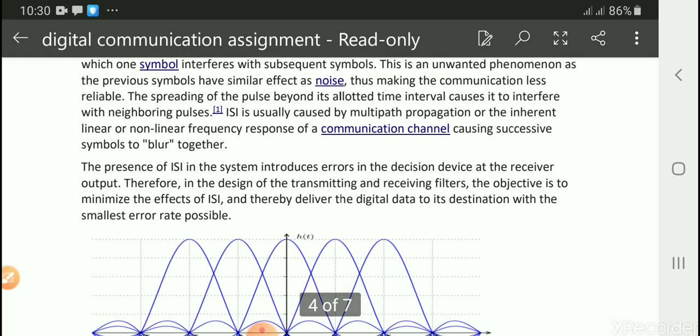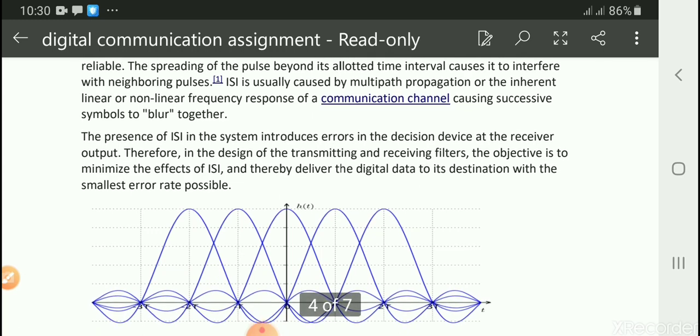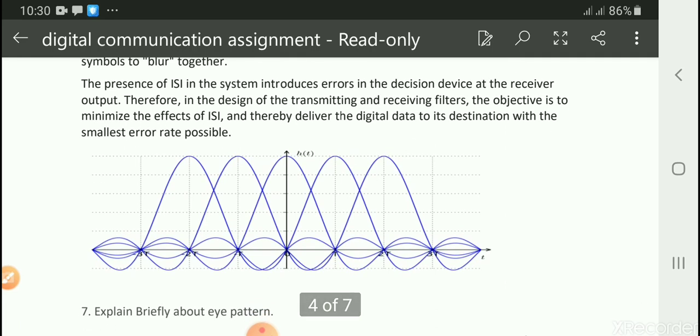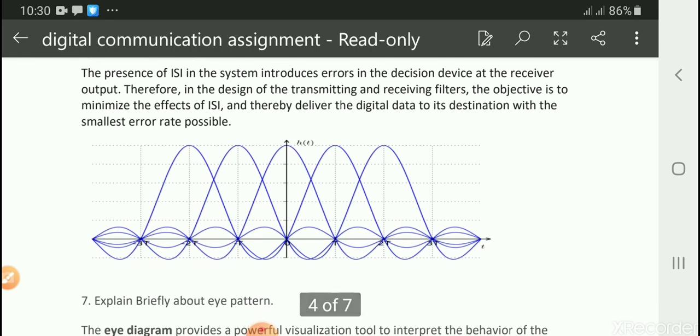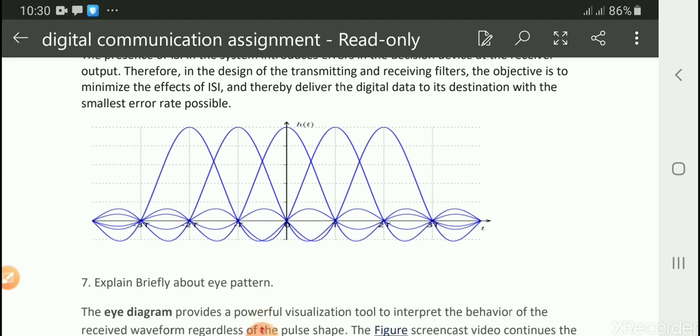ISI is usually caused by multipath propagation or the inherent non-linear frequency response of a communication channel, causing successive symbols to blur together. The presence of ISI in the system produces errors in the decision device at the receiver output. Therefore, in the design of the transmitting and receiving filters, the objective is to minimize the effects of ISI and thereby deliver the digital data to its destination with the smallest error rate possible.